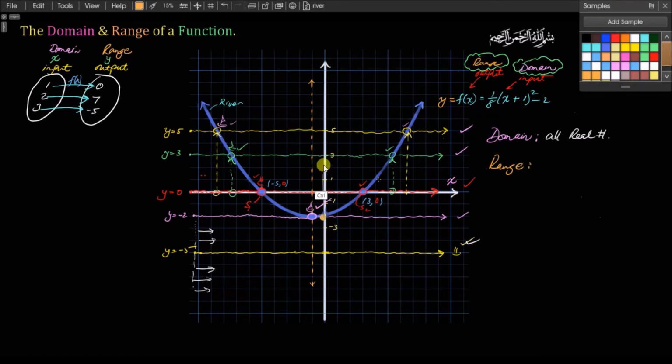Y is only from here up to there, see? These y values over here, beyond this vertex, are not used. In our function, these ants will never see any of these y's, because those y values are not used for this function. So the range here is restricted. The range here is y must be greater than or equal to -2. The vertex here is -1 and -2.